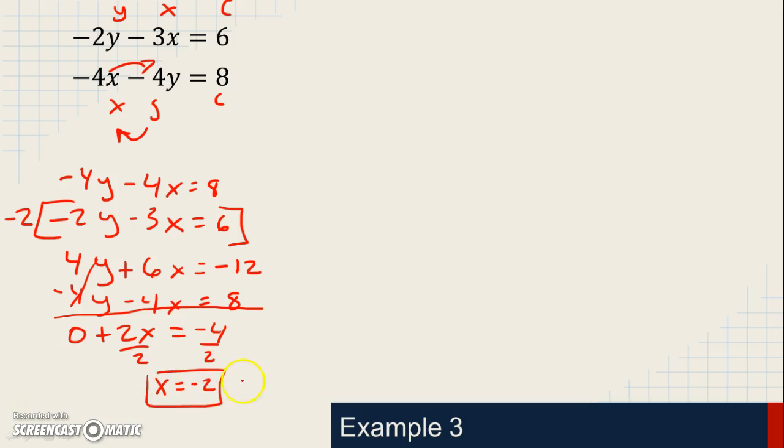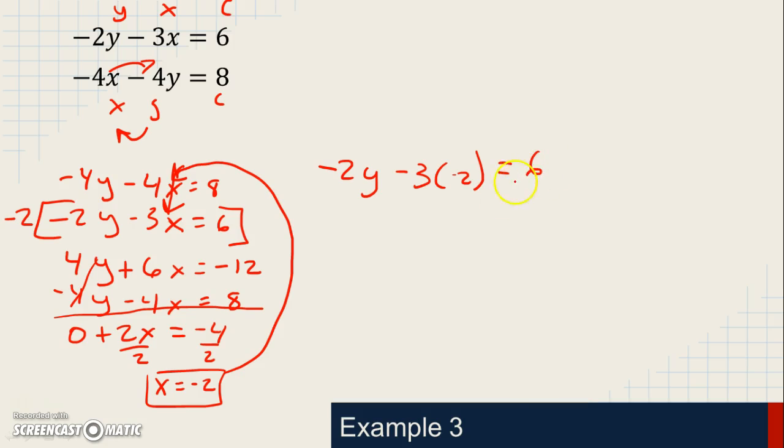I can go ahead and plug this back in to my original equation. I like to use the equation that is unchanged, just in case I made an error when I scaled this. And I get negative 2y minus 3 times negative 2 equals 6. And this simplifies to a positive 6. So negative 2y plus 6 equals 6.